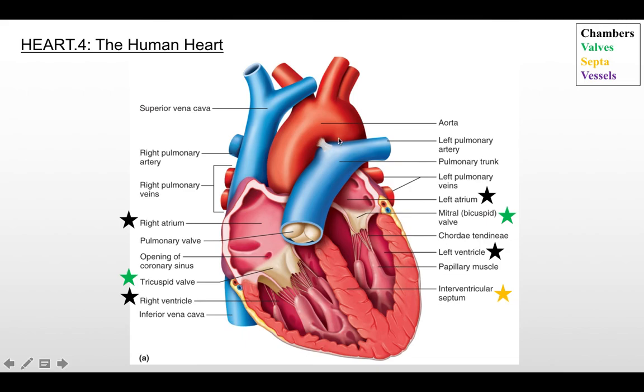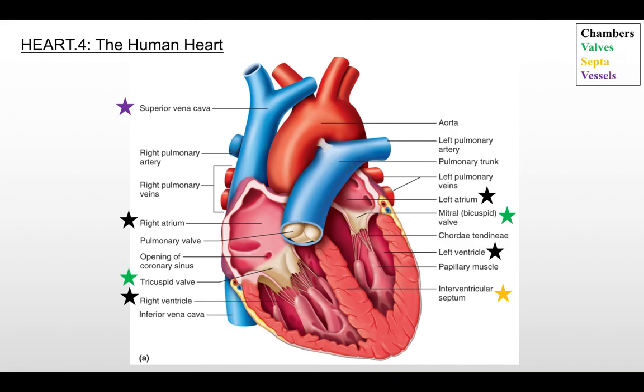Septa are dividers, so we have a big, thick muscular divide in between the left and right sides of the heart, down here in the ventricles, and that's called the interventricular septum. You also have one in between the atria called the interatrial septum, but it is covered up here by this artery. And then lastly, vessels.